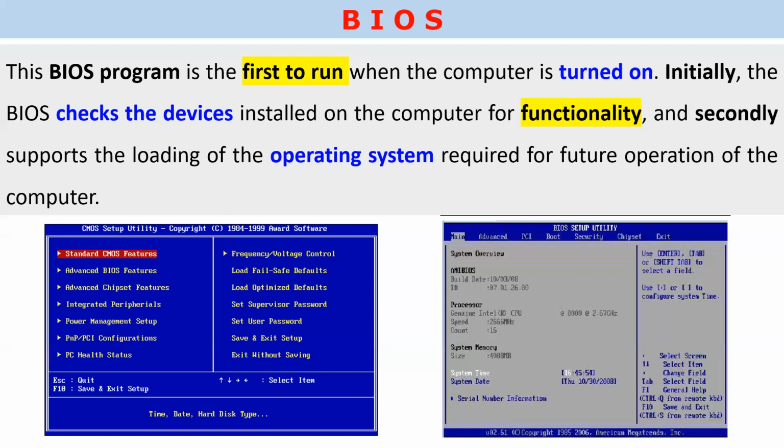Load means it will get something from another location to another location.